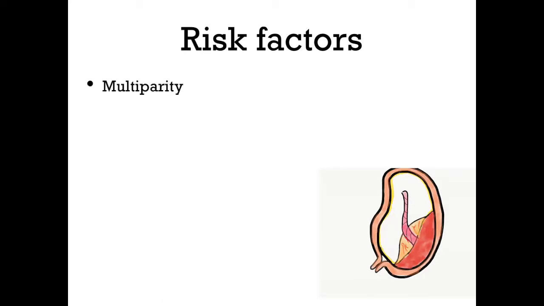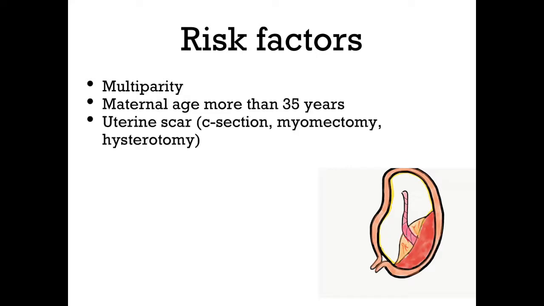The risk factors for placenta previa are multiparity, elderly pregnancy, uterine scar. This is an important risk factor to study because the presence of uterine scar favors the implantation of placenta at that site. So, following procedures like cesarean section, myomectomy, or hysterectomy, there's a scar in the uterus, and at that site, implantation of placenta is favored. So, there is high risk of developing placenta previa in those women.